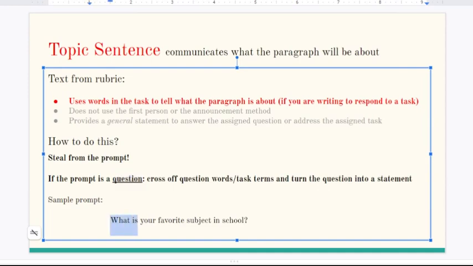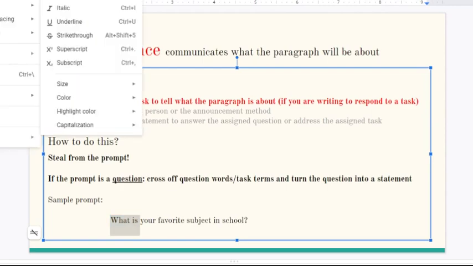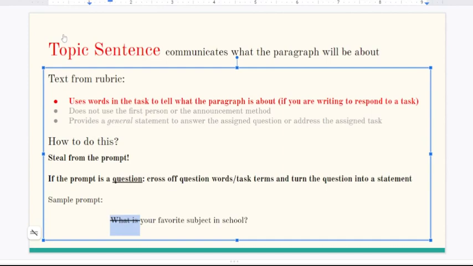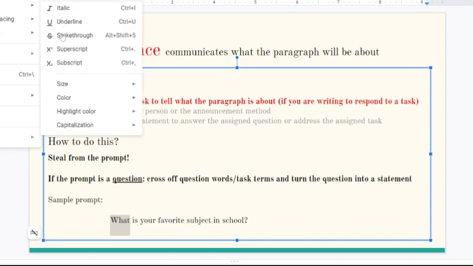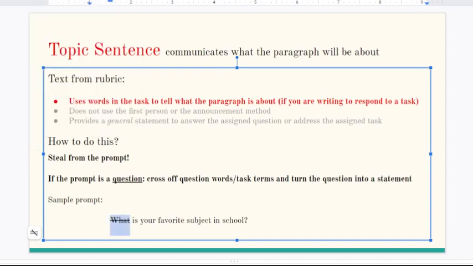So I'm going to find the question word and I'm going to cross it off. Let's see. Here I go. All right. So what I'm left with, and I also crossed off is because I have a lot of practice writing topic sentences, so I know that I need to cross off the is too. Perhaps I shouldn't have done that. Let's undo that. Let's just cross off the question word. Okay, so starting over, I'm crossing off the question word. So what am I left with? I'm left with, is your favorite subject in school?